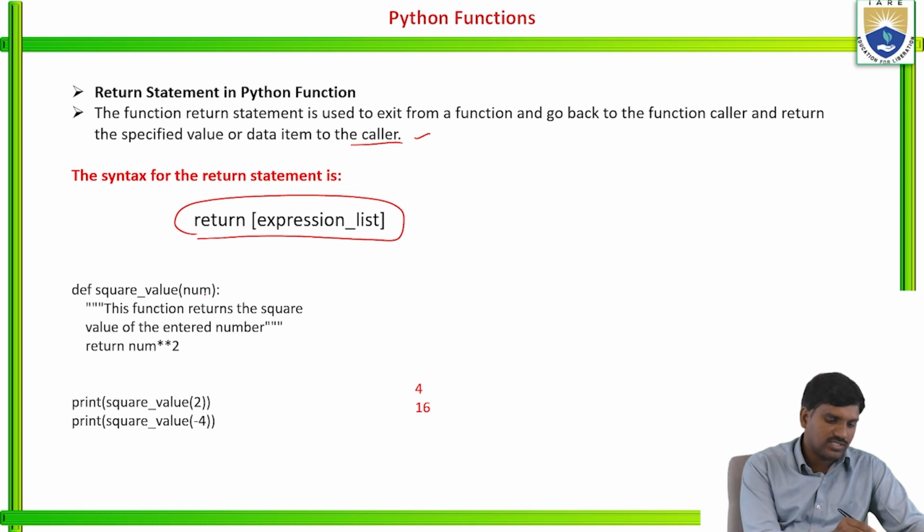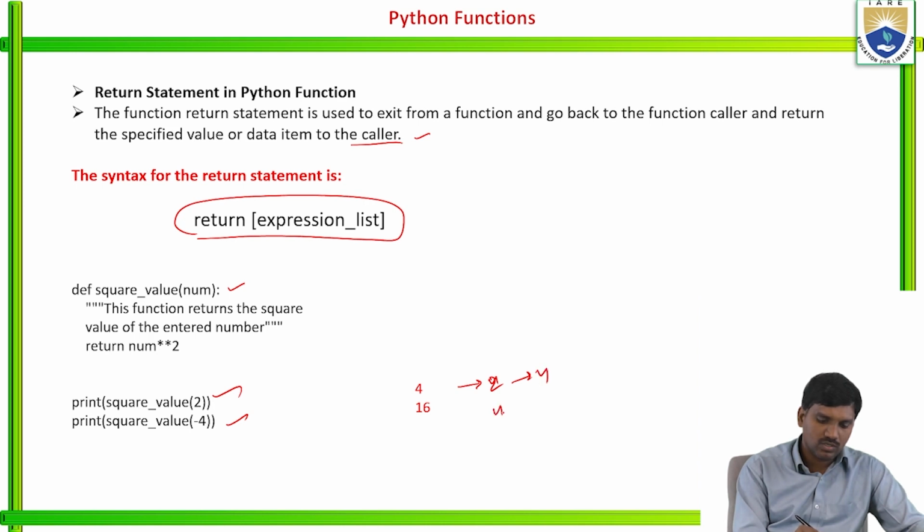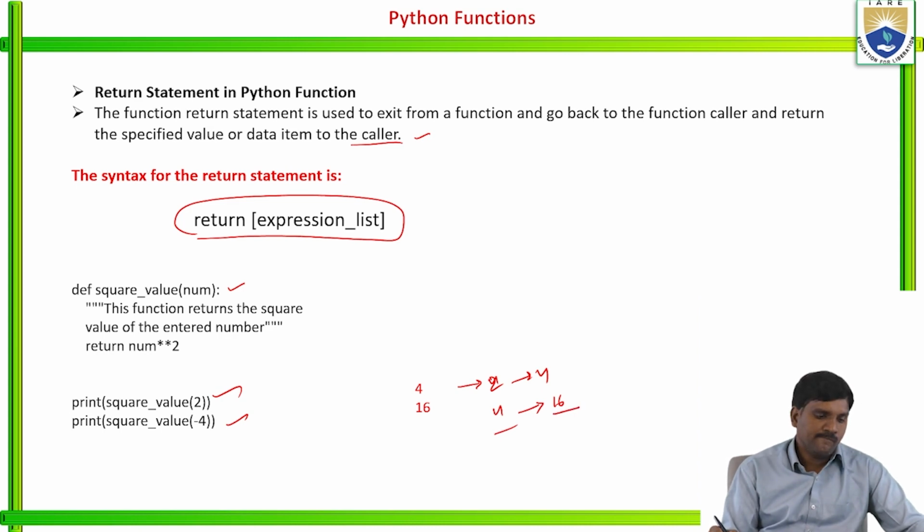So here, def square_value(num): this function returns the square value of the entered number, return num ** 2. So the square value of 2 is 4, and the square value of 4 is 16. The return statement in Python is like that; it returns the computed value.